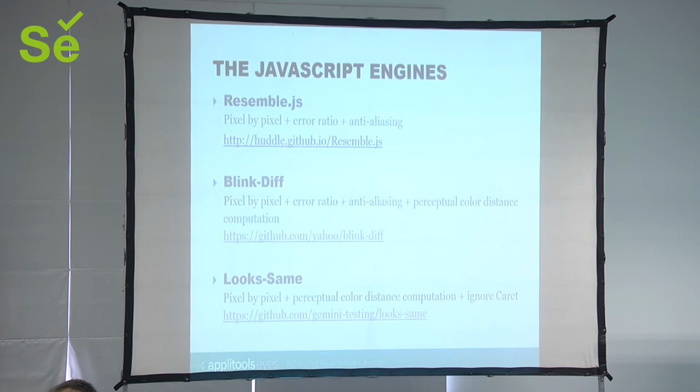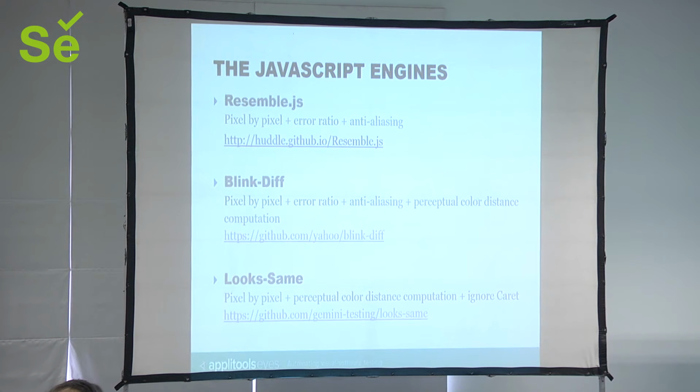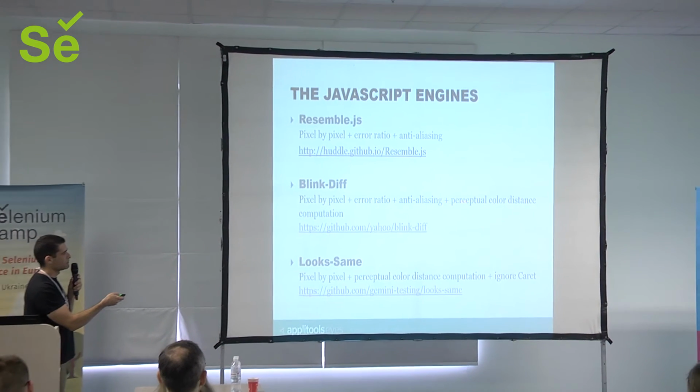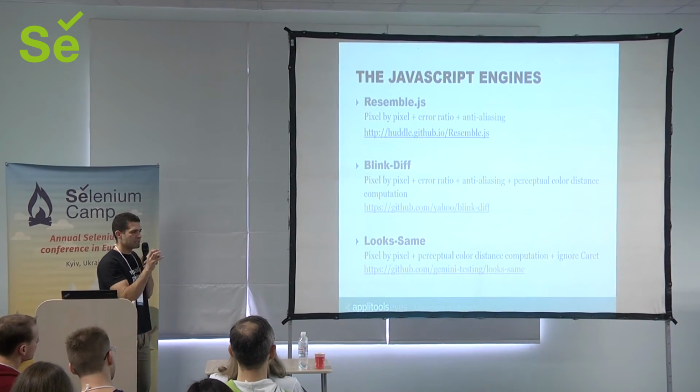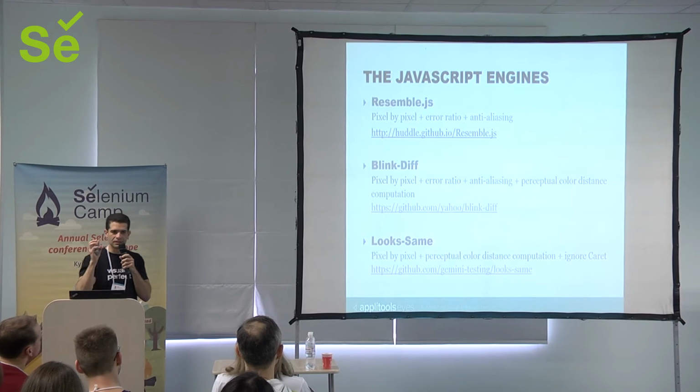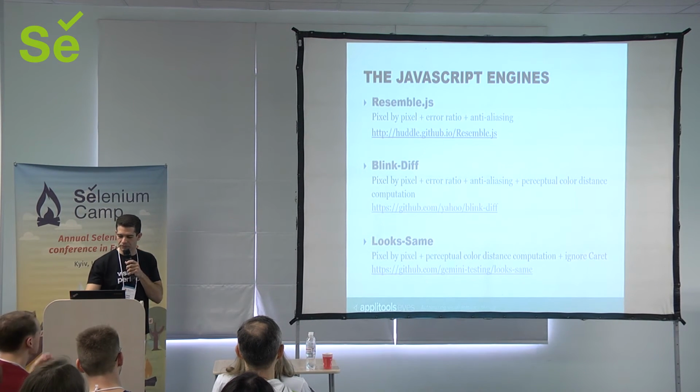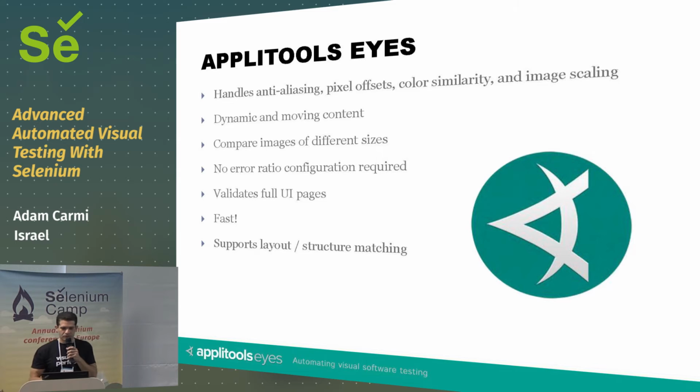The other image comparison engines are quite similar to it. Some of them have all kinds of small extra capabilities, like handling color differences better and ignoring the blinking caret if you have forms with a focus on it and a blinking caret on top of it. And we also have Applitools Eyes, which is a commercial image comparison engine that was built from scratch to handle all these issues. So it has very good treatment of all the different things that we've just covered.